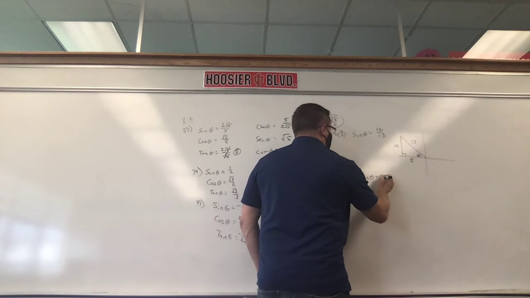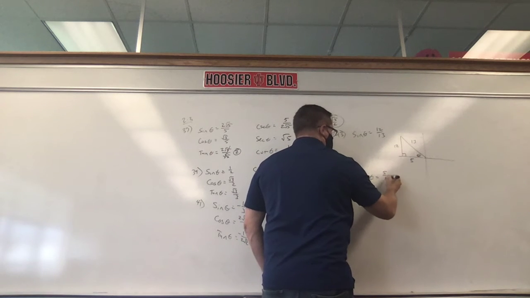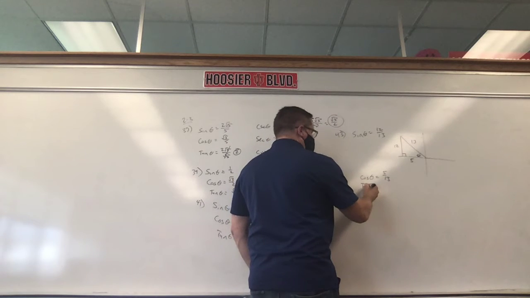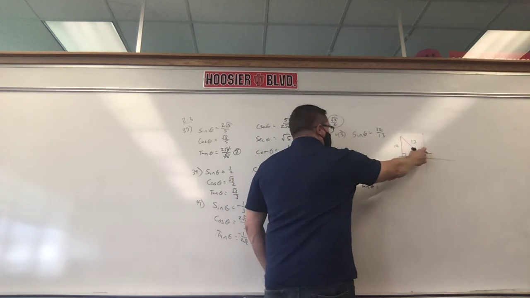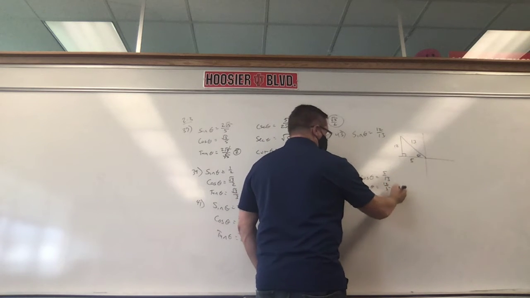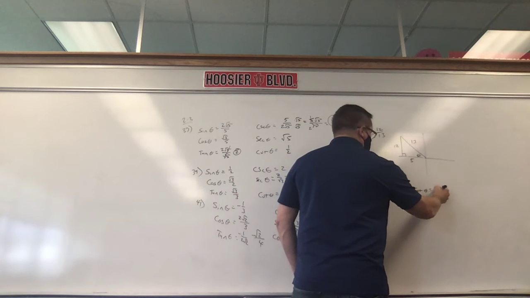Okay? Let's fill in the rest then. Cosine of theta. Cosine is adjacent over hypotenuse, which is 5 over 13. Adjacent is 5, hypotenuse is 13. Tangent is opposite over adjacent, 12 over 5. And then to find the other 3, just flip them. Cotangent, 5/12.